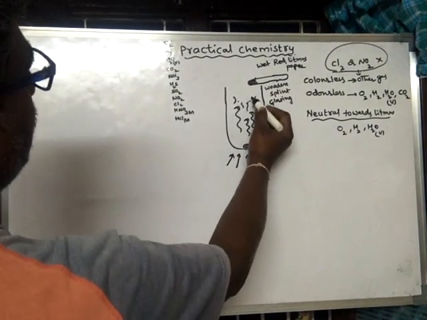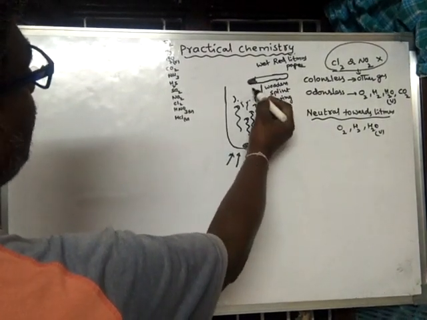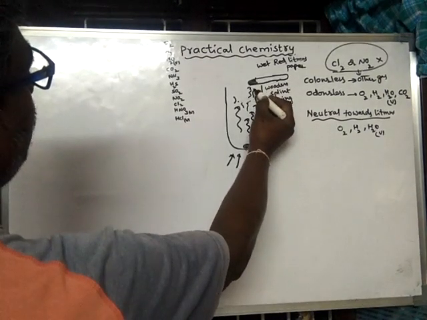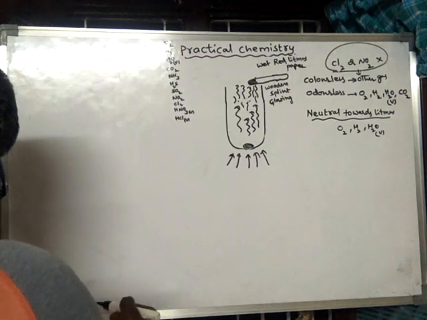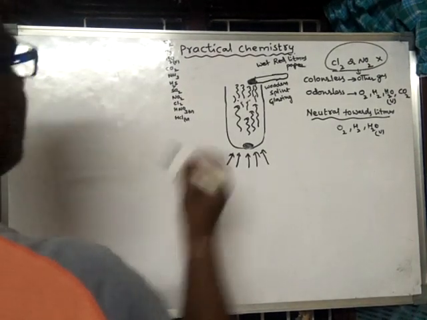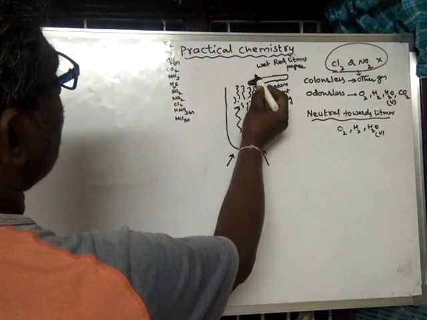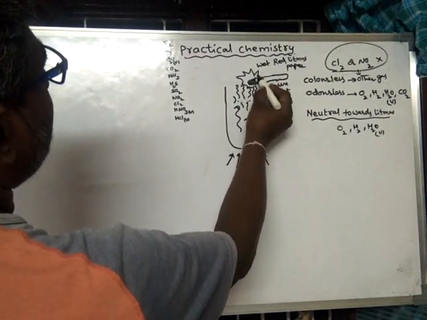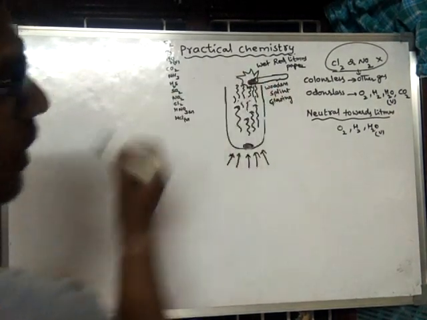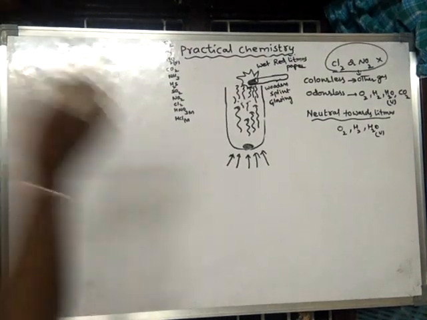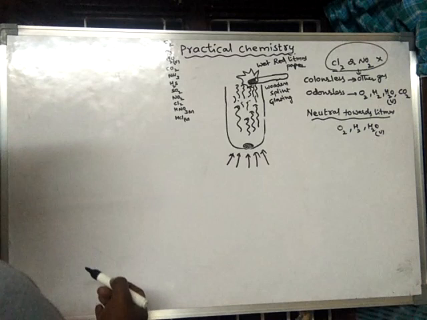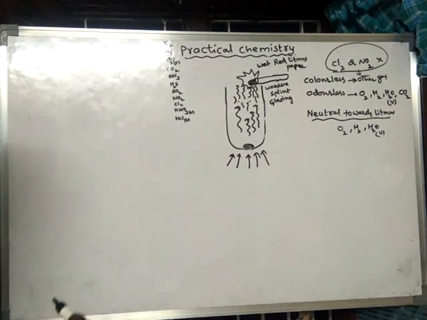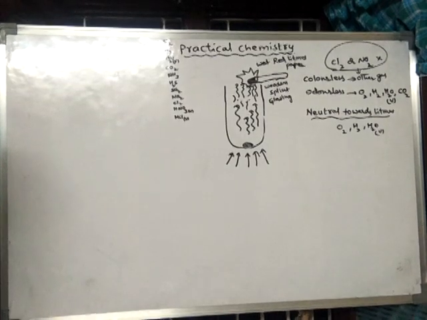Now when this glowing wooden splint is brought near the mouth of the test tube, this gas is coming out from the test tube. What happens here? This gas is able to relight the wooden splint. It catches the flame again. Now the flame has come to this glowing wooden splint. Relighting of the glowing wooden splint has taken place.